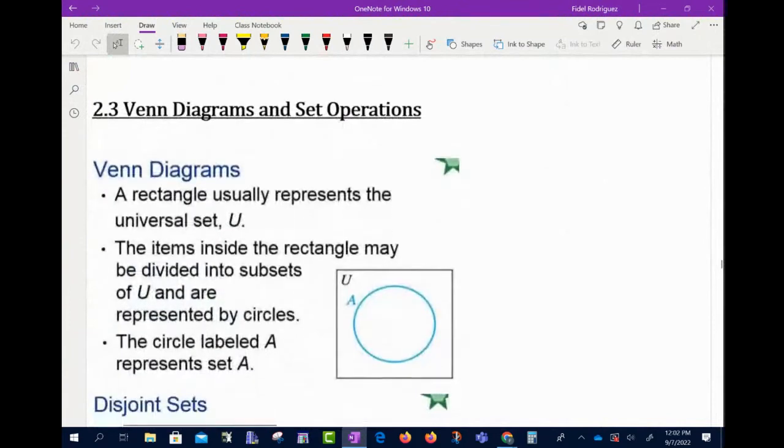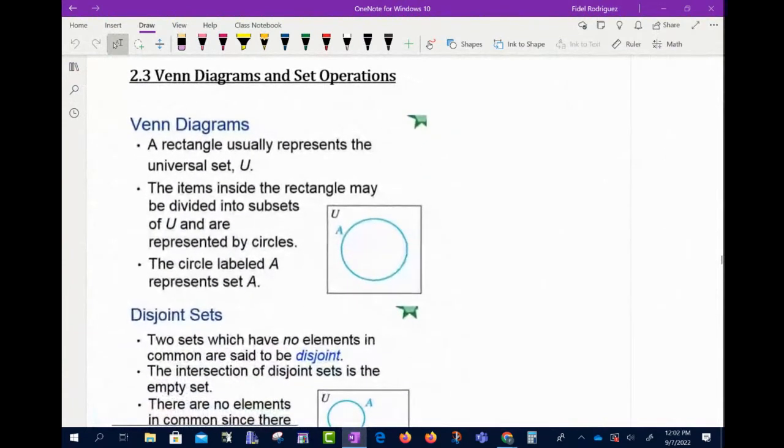2.3, here we go. 2.3 talks about these things called Venn diagrams and set operations, okay? We've done a little bit of Venn diagrams, but we have a rectangle. We call it the universal set U, right? It's all about U, universal set. And then we take that rectangle and we break it up into pieces, and we call those things subsets. The subsets are usually represented by circles. So what I have right here is my universal set U in the rectangle, and the subset of U, which is the set A that's in the circle.